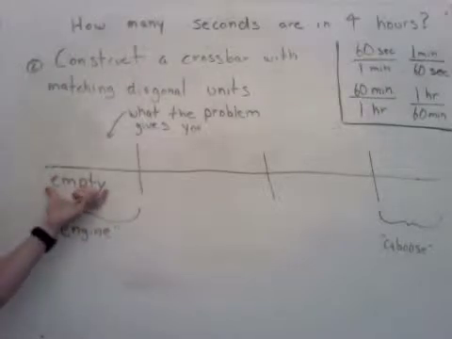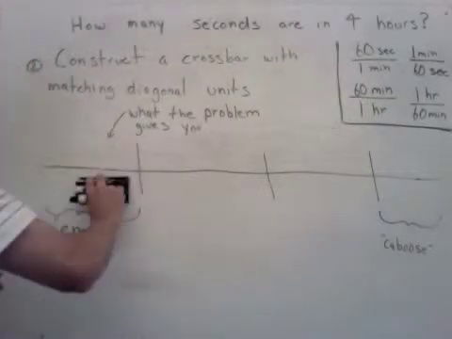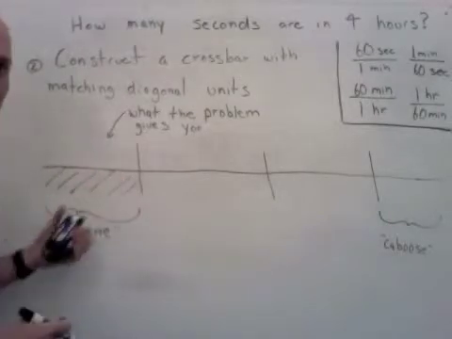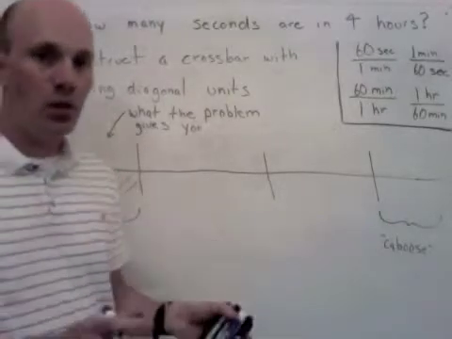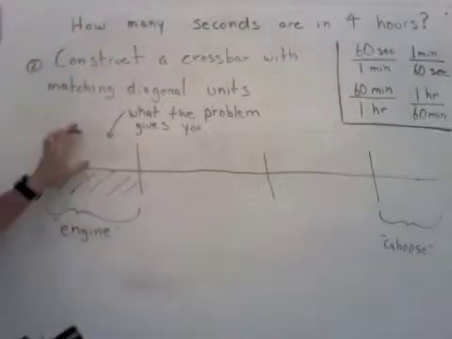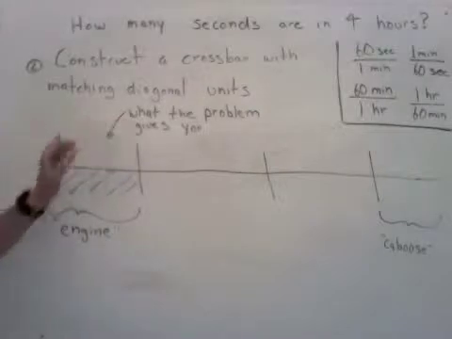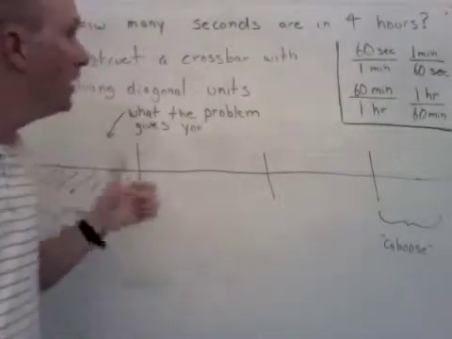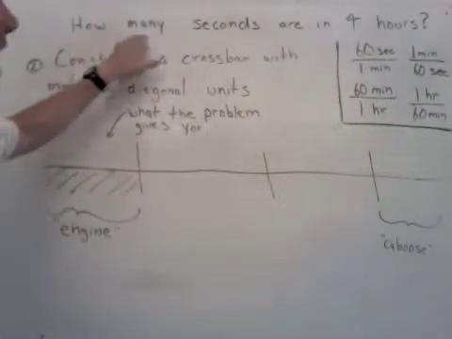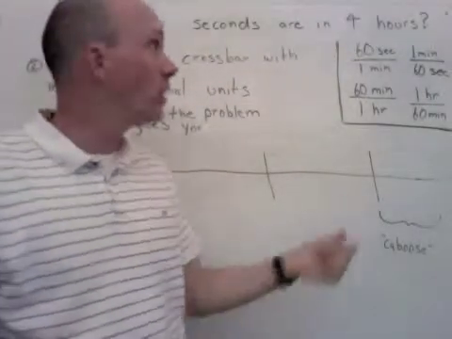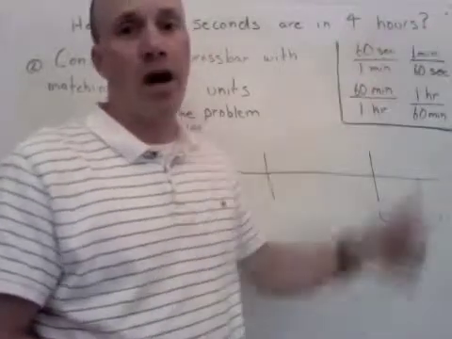I've gone ahead and written the word empty here, but something I do in a lot of my problems is I go ahead and just cross it out like this. That's just my way of saying nothing will ever be there. In the upper section of this block of the crossbar, it's going to be what the problem gives you. So let's use this as an example. How many seconds are in 4 hours? So what information is given to you in that question? It's going to be 4 hours.